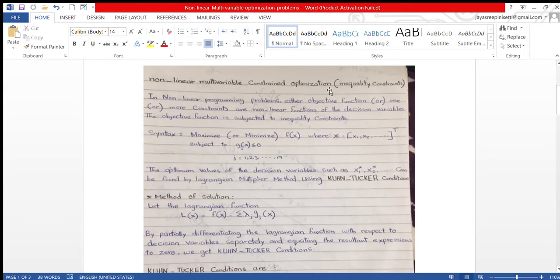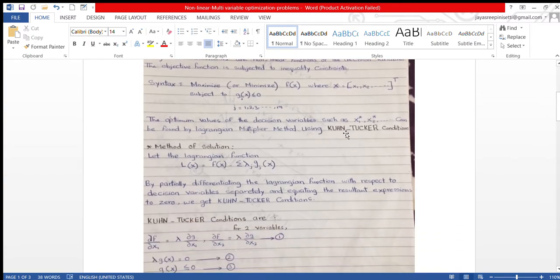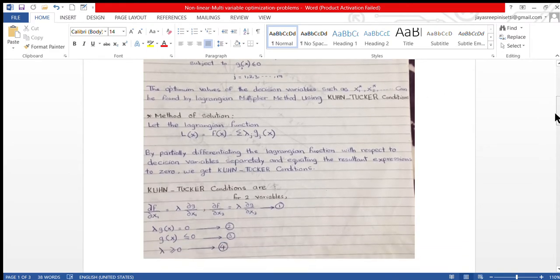So let us say we have an optimization function, f of x. This f of x has to be either maximized or minimized, subject to one inequality or equality constraint. So how do we do that? The optimum values of the decision variables we can find by the Lagrangian multiplier method using Kuhn-Tucker conditions. Let us solve it with an example.